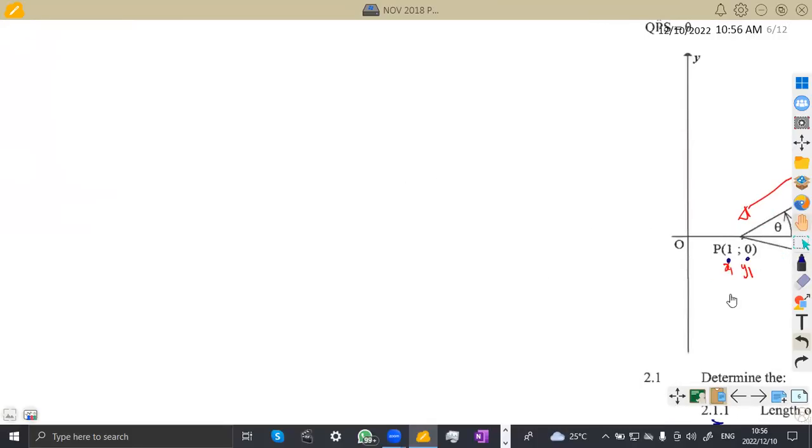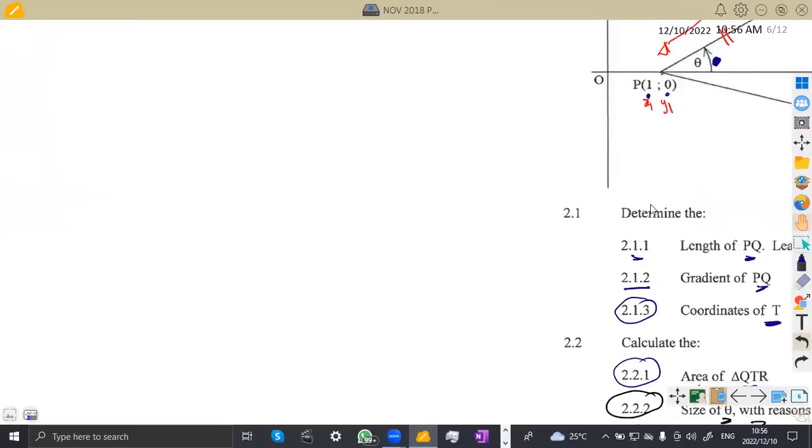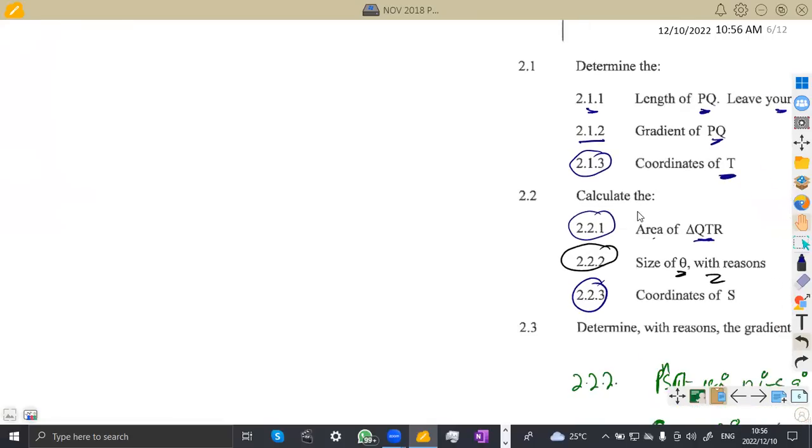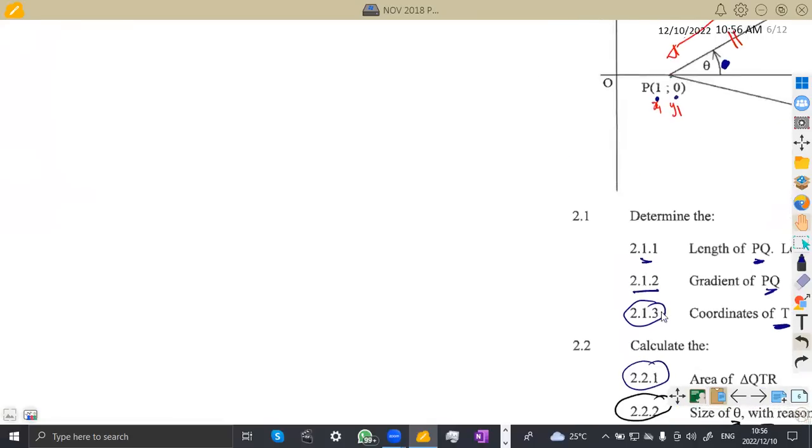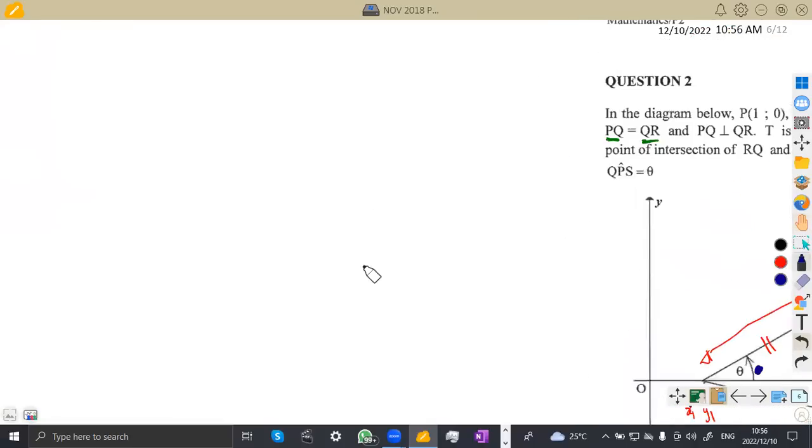This was 2.1. Let's just check the equation again, guys. All right, this is 2.23. Like I said, we need the equation of the line QR. QR is a straight line, so we know that the equation of a straight line is y is equal to mx plus c. So we actually need the gradient of the line QR.